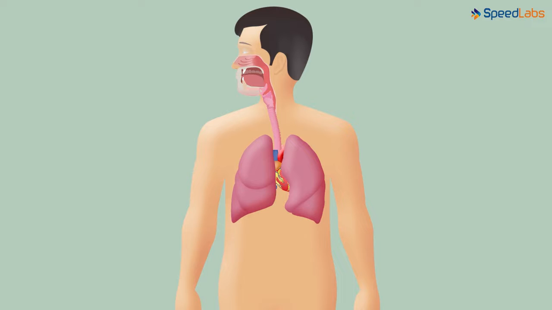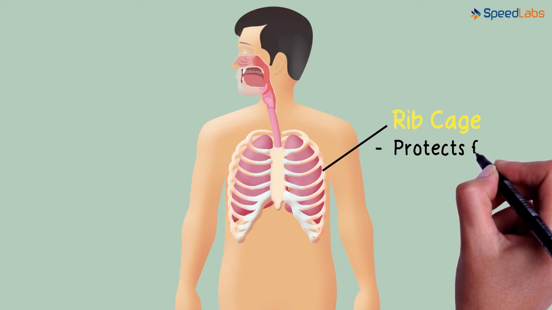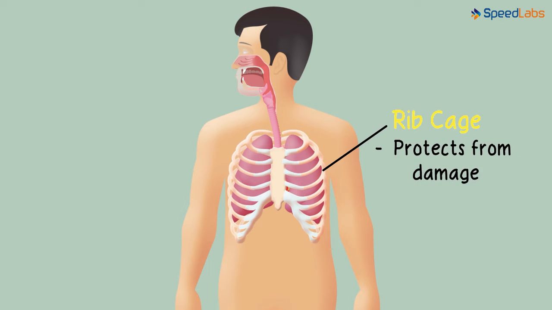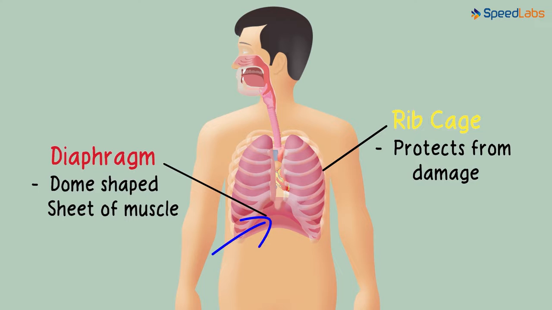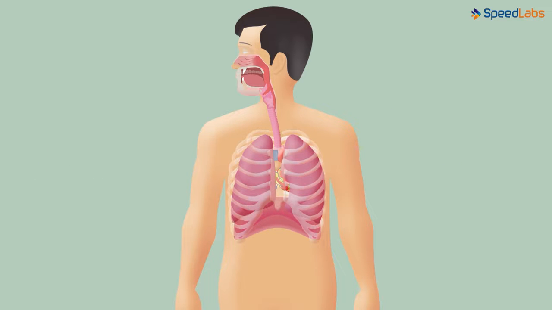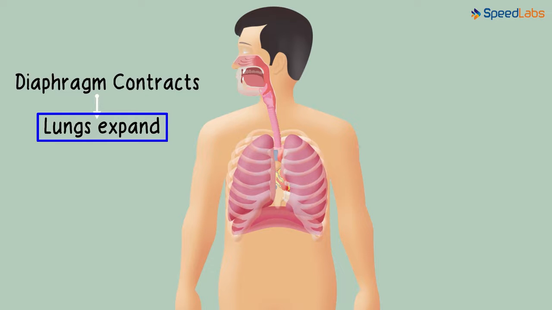So around our lungs, we have ribs or the rib cage which protects the lungs, the heart and the blood vessels from damage. And just under the lungs and the rib cage, we have a dome-shaped sheet of muscle called the diaphragm. This dome-shaped structure is called the diaphragm or the thoracic diaphragm. The diaphragm plays a vital role in the process of breathing. When the diaphragm contracts, the lungs expand as more space is created.